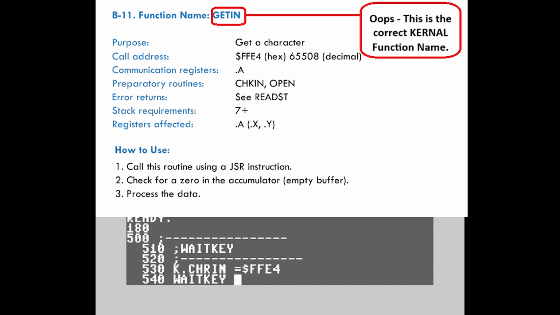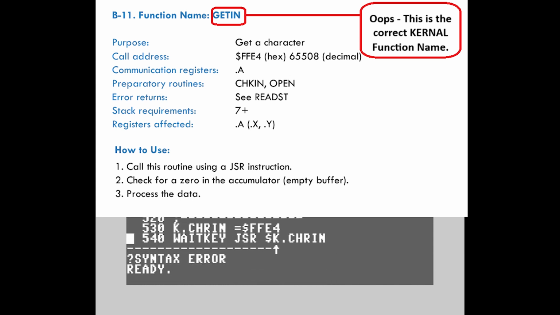So we're going to create a loop by establishing a label called wait key, and we're going to JSR to k.chrin. Oops, go back up here, we made a mistake. We put a $ sign in front of it. And that's going to call the kernel and check to see if a key was pressed.